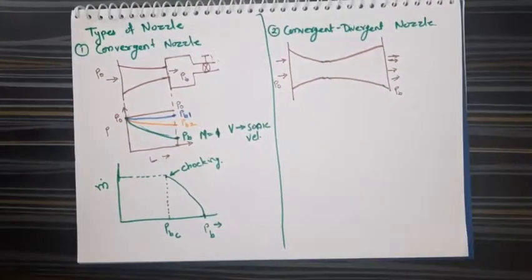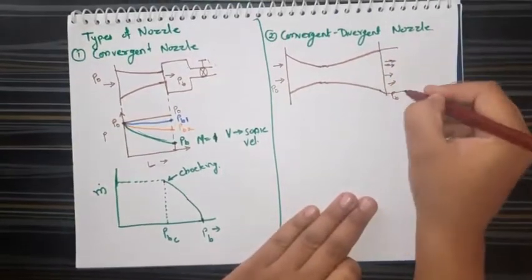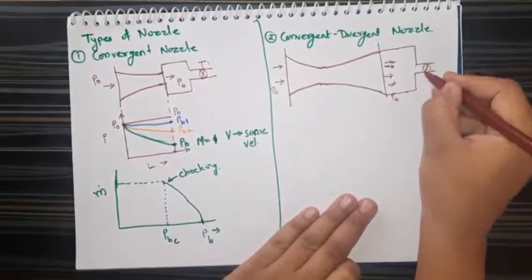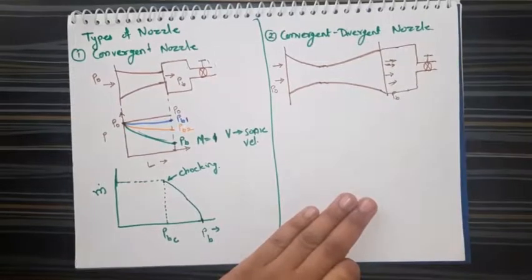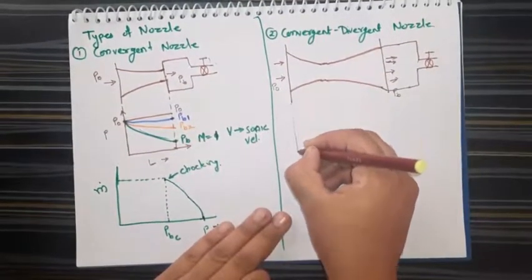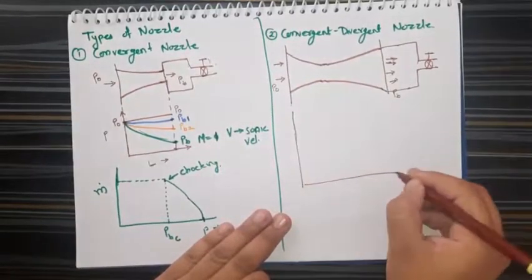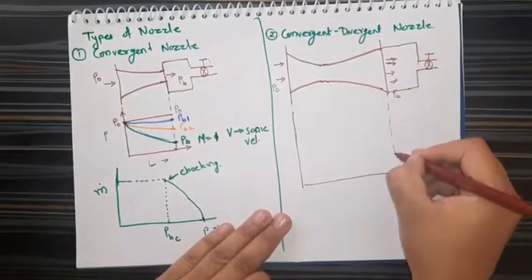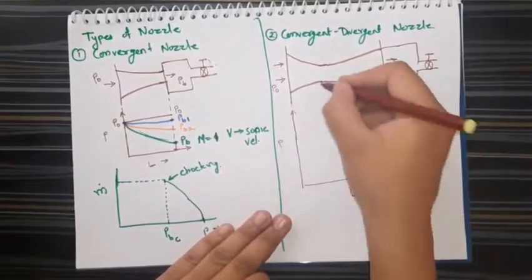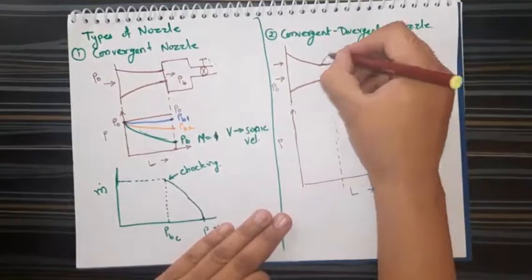Let's again extend this system by providing a chamber over here with a valve like this, and let's draw a graph of pressure versus the length. So here is the length, here is the pressure, and here is the throttle condition. So this is throttle.